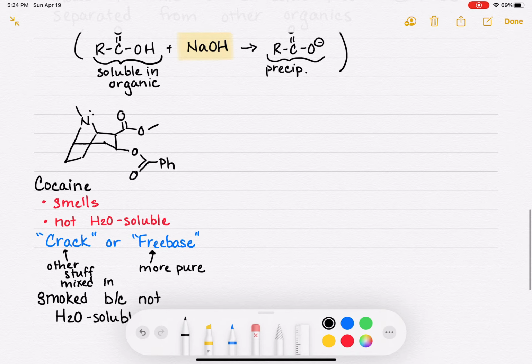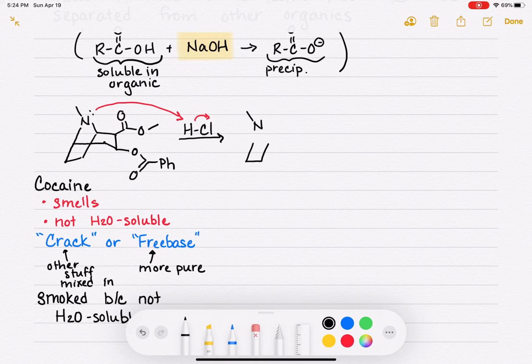That's not classy. So if you get yourself some crack, you can go down to Home Depot and buy hydrochloric acid. Home Depot sells it. They call it muriatic acid. That's the common name for hydrochloric acid. And that hydrochloric acid just does a simple protonation of the nitrogen.